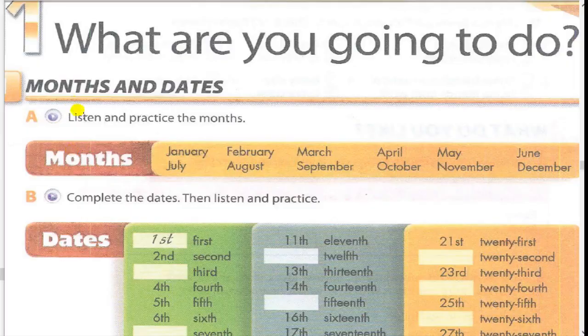Unit 11 What are you going to do? Page 72 Exercise 1 Months and dates. Part A. Listen and practice the months. January. February. March. April. May. June. July. August. September. October. November. December.